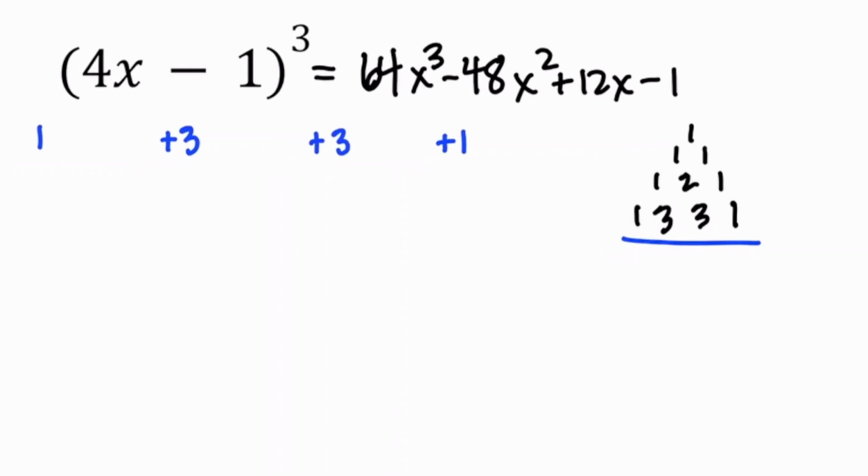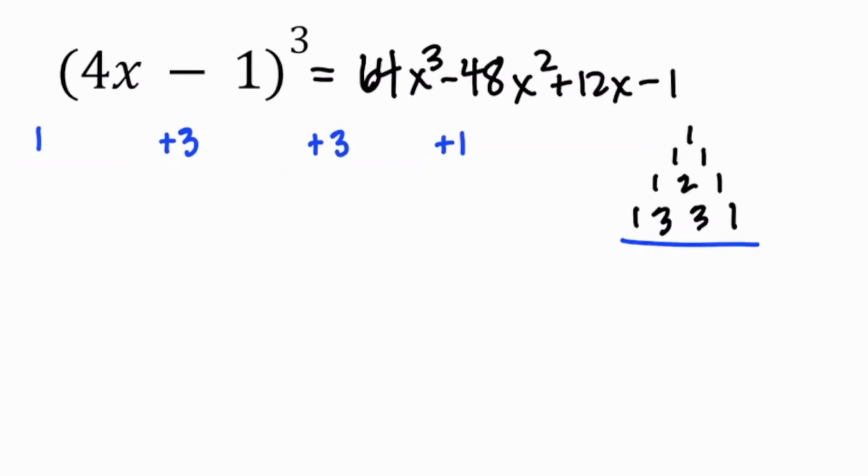First one's not there. Alright, I'm going to be taking 4x to the third power, negative 1 to the 0. Okay, it's good that we've got a negative 1 in here. I don't think I did one like that in class. Then 4x to the second power and negative 1 to the first.